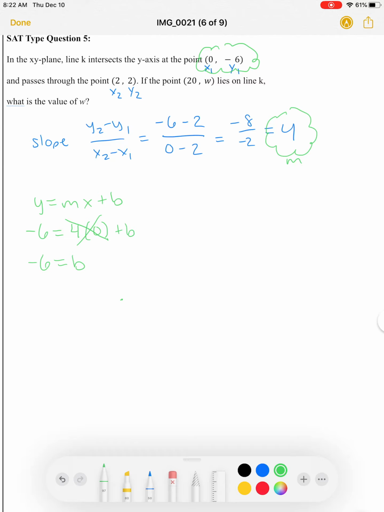So we can now write the equation of this line. This line would have the equation, putting these together, y equals 4x minus 6. Now, this doesn't really tell us what the value of w is yet, but it says the point (20, w) lies on line k, which means (20, w) is an xy ordered pair. It's like our third x value they give us in this problem and the third y value they give us. So we can substitute those values in, w for y and 20 for x.